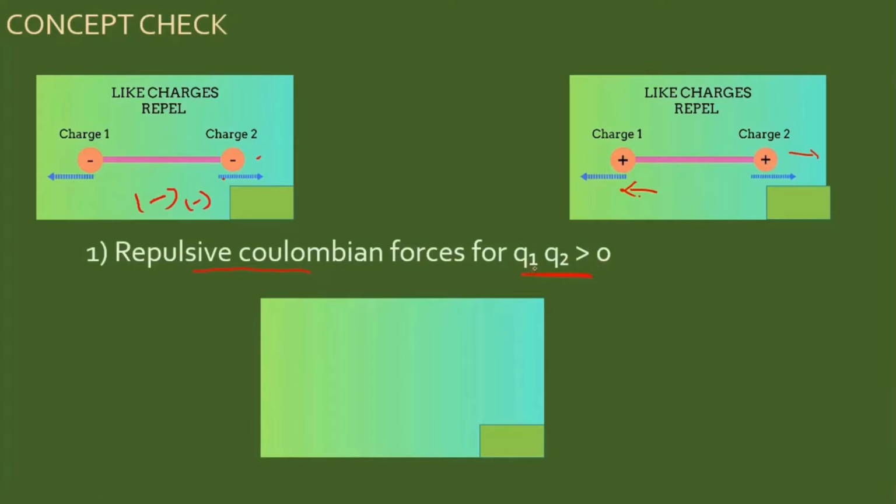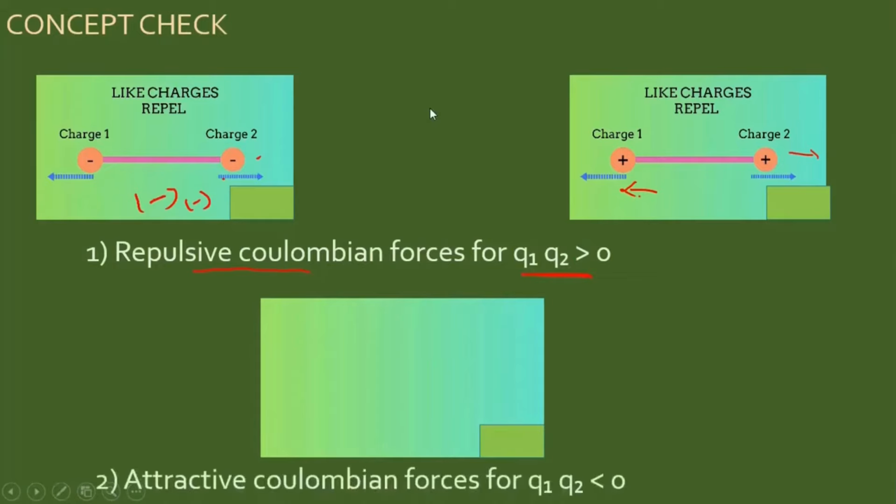So if this situation is asked, what is the significance of Q1 Q2 being greater than 0? That means we have a system of two like charges. This is the one concept. Next we have attractive Coulombian forces. For that, Q1 Q2 must be less than 0. Now, attractive Coulombian force means the force must be attractive in nature.